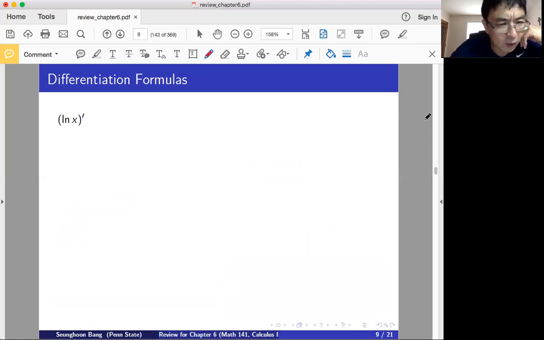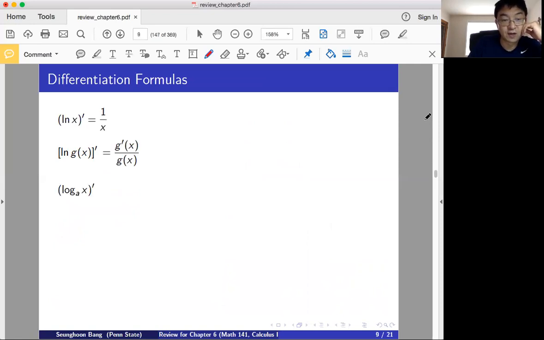Do you remember what ln of x prime is? Could you write your answer in the chat? What is ln of x prime? Yes, 1 over x. The ln of g of x prime, use the chain rule: g prime of x over g of x. Do you remember log x with base a prime? What is the answer? 1 over x times ln of a, you're right, good.